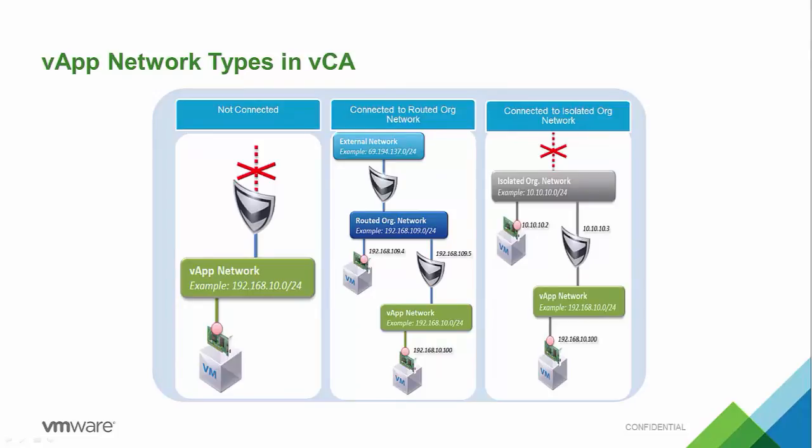This is not supported. In the middle, down in the bottom there, we have the vApp network and the vApp network edge. This edge is routed to a routed org network that has external access. This is a supported network. And on the right, we can see, similarly, another vApp network that is routed, but the vShield Edge is connected to an isolated org network that has no external connectivity. So this is, again, not supported.